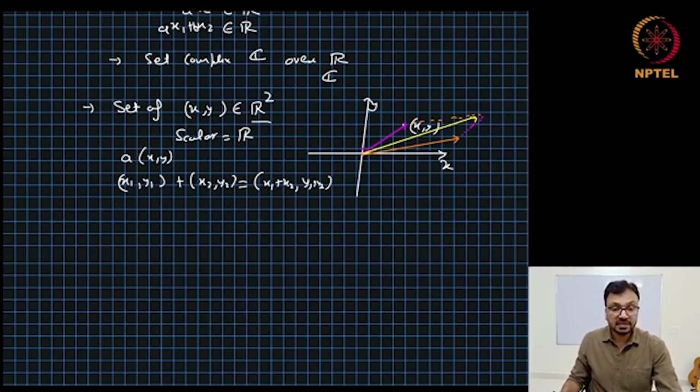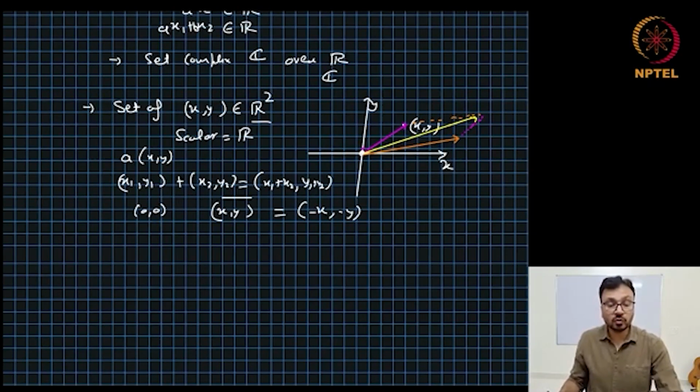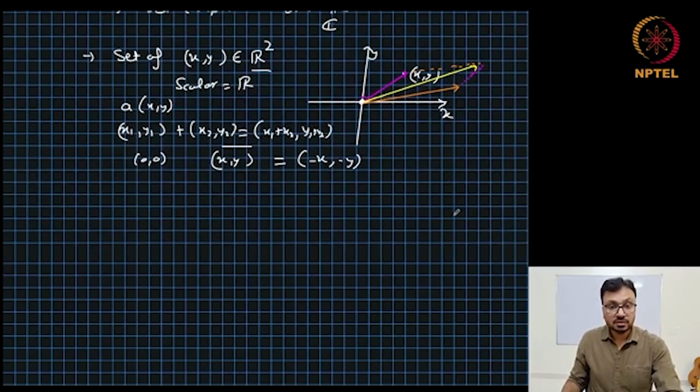Then there is associativity. The three vectors we add in any way, it does not matter, we will get the same answer. And the null vector will be 0, 0, that is the origin of this two-dimensional plane, and the inverse of x, y will be minus x, minus y. So in that way, R2 satisfies all the properties required to be a linear vector space.